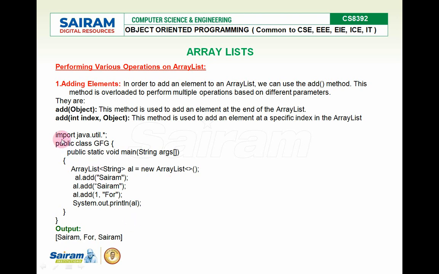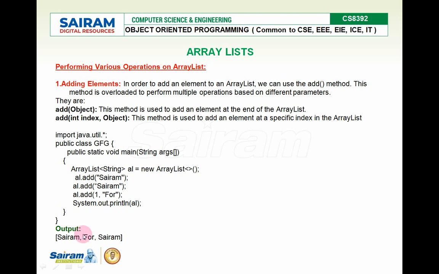Don't forget to import java.util, and thereafter I'm creating an array list of string type. AL is my object, new ArrayList. You are supposed to give String over here. Without that it will work, but you are supposed to give String. Add is the function, adding Sairam. Another second Sairam is added. Thereafter I'm putting something in location 1, the second location, inserting far. So in between the two Sairams, far will be inserted.